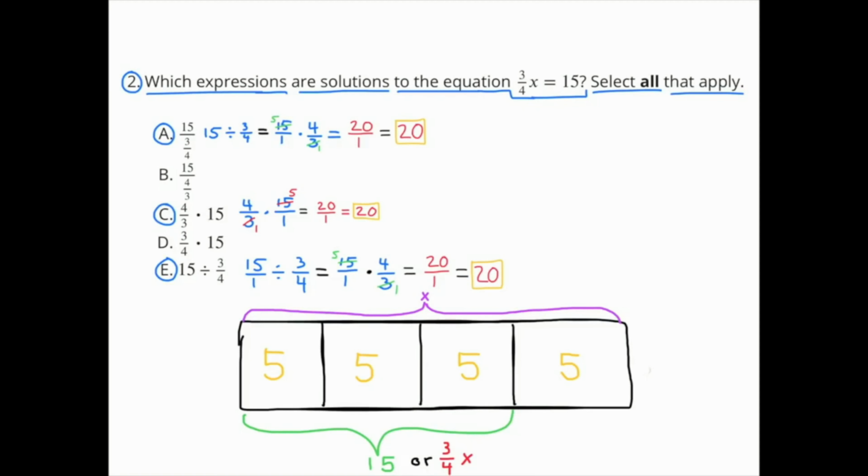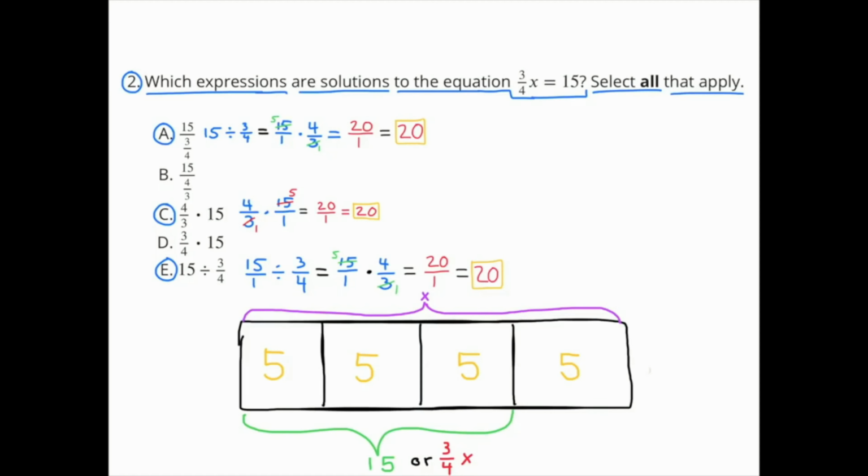I selected C because 4/3 times 15 is the same as 15 times 4/3. And if you notice on A and E, when we divide by 3/4, it's the same as multiplying by its reciprocal, which is multiplying by 4/3, which is what we did for C. So I would select A, C, and E.